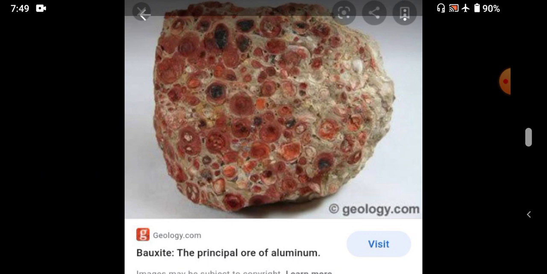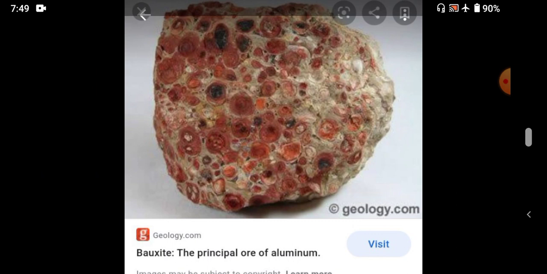What are the things we are manufacturing through bauxite? Electric cables, alloys. What is meant by alloys? Steel. Alloy means steel. Then utensils, then spare parts of automobiles, aeroplanes and the shipbuilding industry.